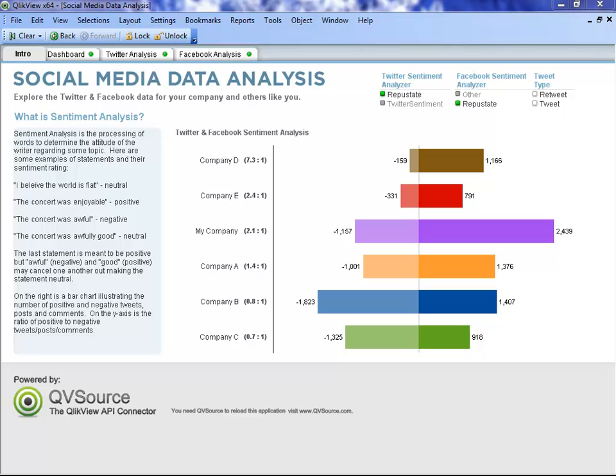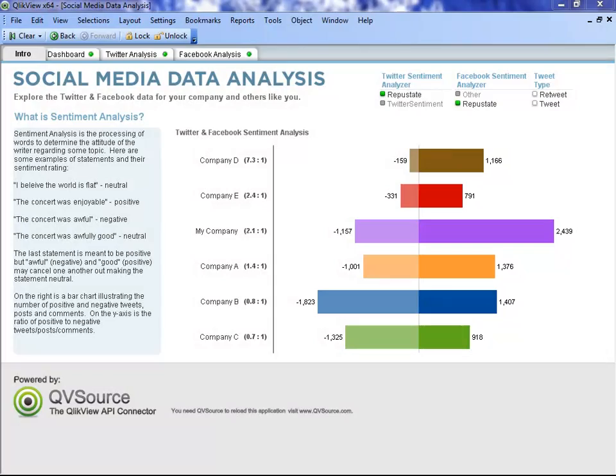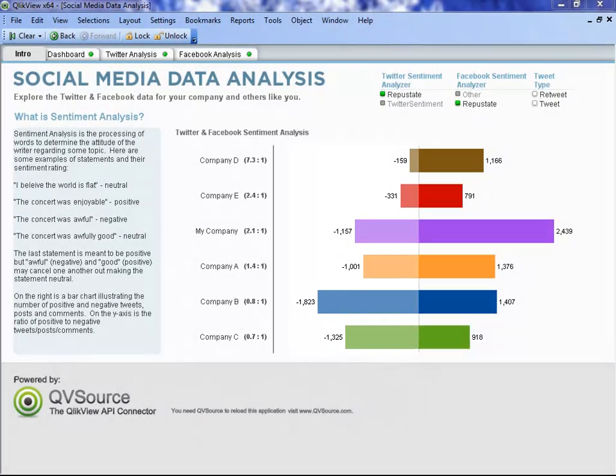This bar chart compares the number of positive tweets, posts, and comments and the number of negative tweets, posts, and comments between my company and their competitors. You can easily see that my company had the most positive tweets, posts, and comments, and company B had the most negative tweets, posts, and comments. The ratio of positive tweets, posts, and comments to negative tweets, posts, and comments is highest for company D at 7.3 positive to each negative.